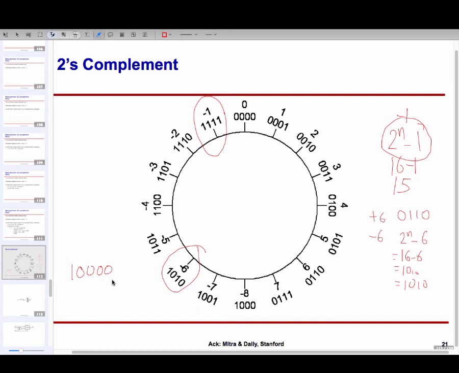If I give you a 4-bit pattern and I say it represents a 2's complement number, and I ask you, is the number represented by it negative or positive? What would you do? First bit, right? First bit tells me whether the number is negative or positive. So that's nice. It's kind of like sign magnitude in that regard, right? The first bit tells me what it is.